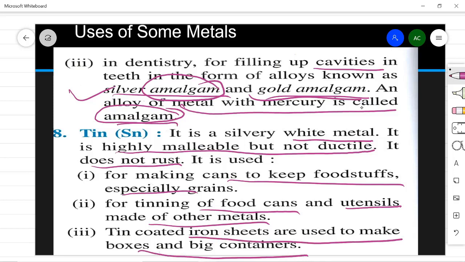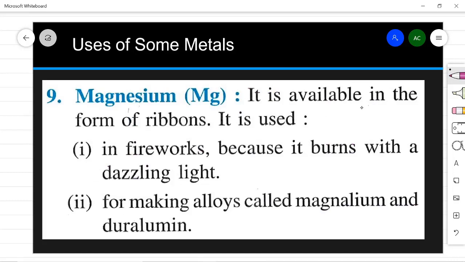tin does not rust, so tin coating is used to prevent iron from rusting and big containers and boxes are made from this. Then next metal is magnesium. It is available in the form of ribbons. बहुत पतली पतली strips, जो बहुत पतली strips में आता है, मतलब circle करी हुई ribbon form होता है इसका. And it is used in fireworks because it burns with a white dazzling light. For making alloys called magnesium and duralumin.